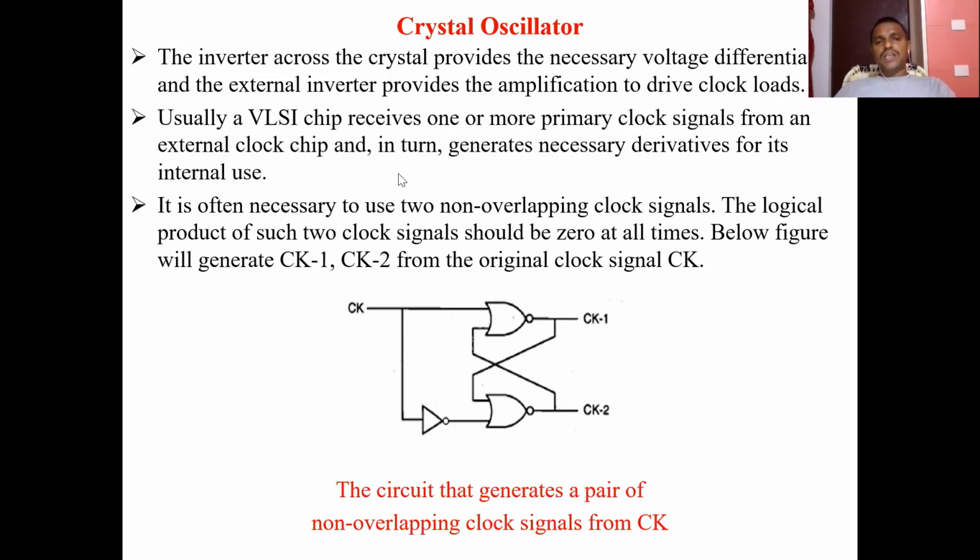So on the VLSI chips, we are going to use one or more primary clock signals that are generated from the external chip, not on that chip. But here we are going to generate these clocks on chip also. It is often necessary to use two non-overlapping clock signals.